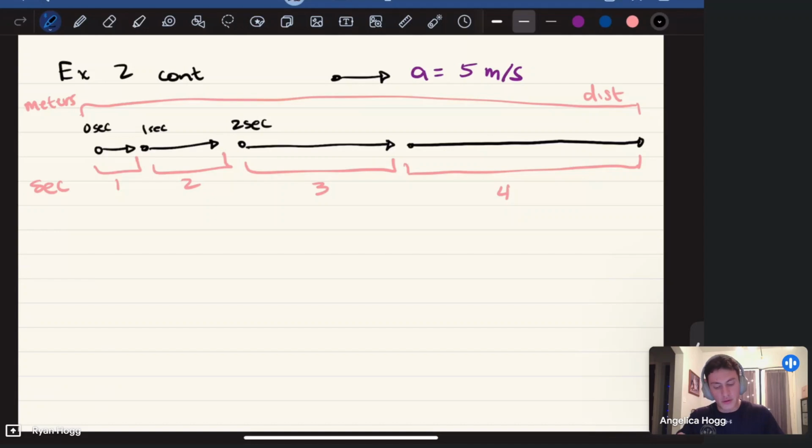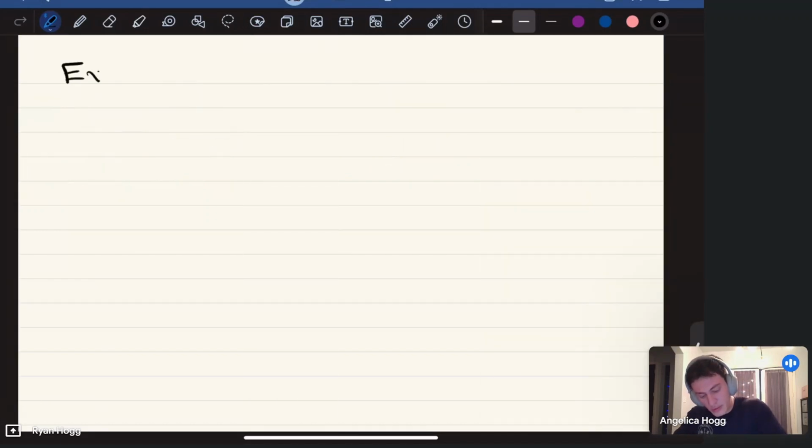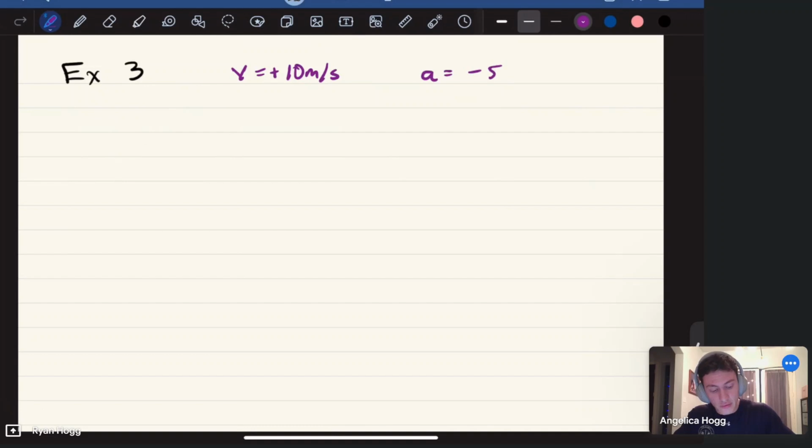Nice. So let's move on to example 3. In this case, we're going to have a little car that has a velocity of 10 meters per second to the right, positive, and an acceleration that's actually negative, an acceleration to the left of negative 5 meters per second squared.